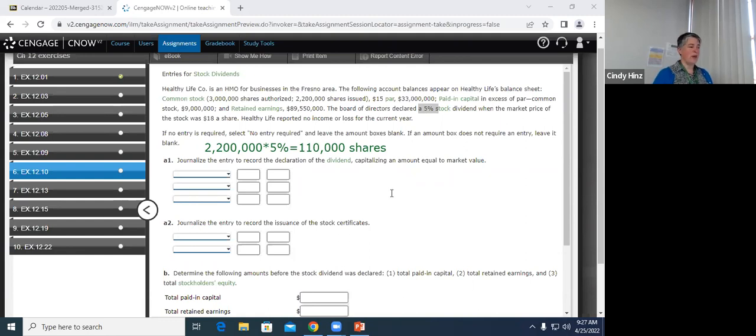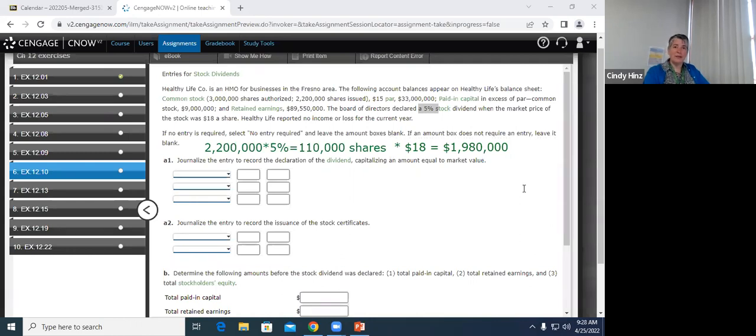What's the value of that? Again, we know that this is a small stock dividend, so we're going to use the $18 per share. And so the value for our accounting records, the value of this dividend is $1,980,000. Did we actually create almost $2 million of value for our stockholders? No.